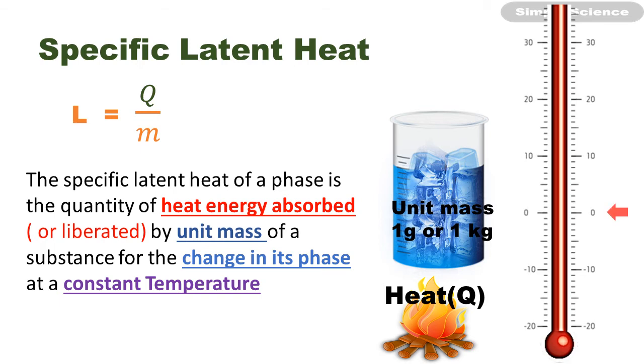So what you have to remember here, what is specific latent heat? It is nothing but heat required. Heat required for what? For change in state by unit mass of a substance at a constant temperature.